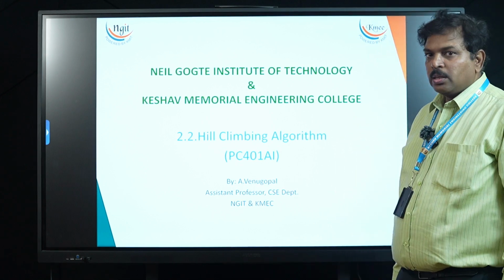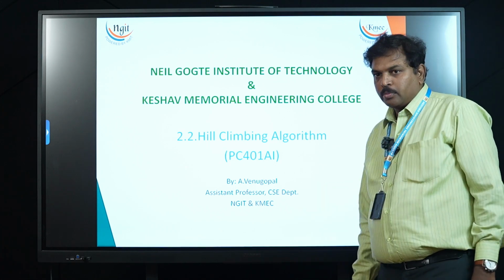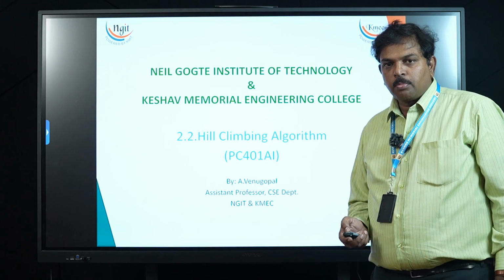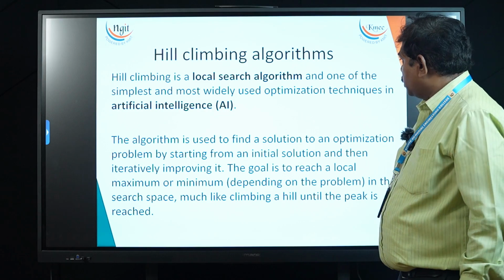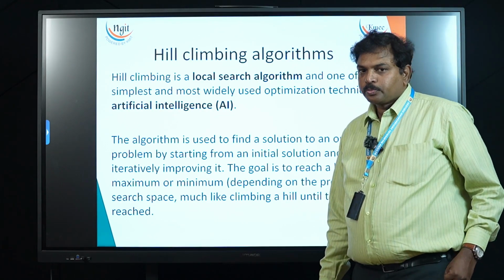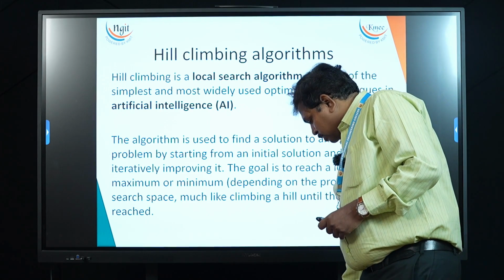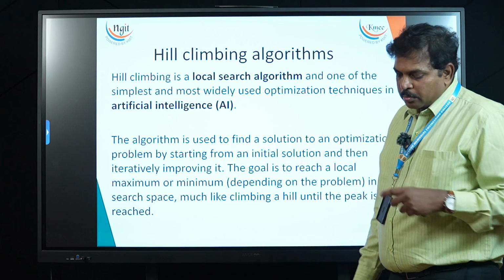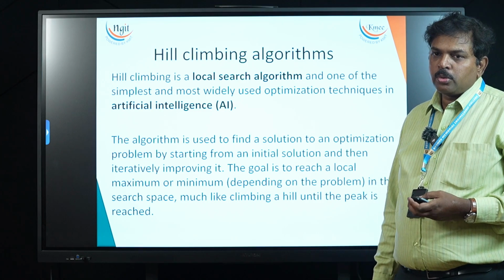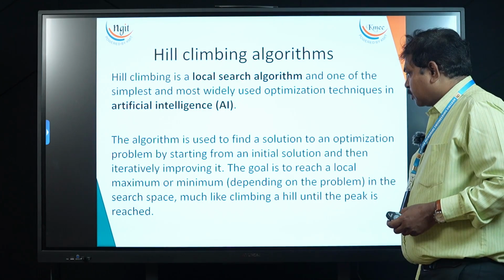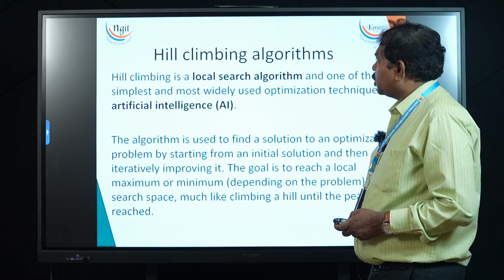Hello all. In this session, we discuss a concept called the hill climbing algorithm. Hill climbing is a popular local search algorithm, most widely used in optimizing AI problems. This algorithm solves the problem by taking an initial position and continuously improving that position until we reach the goal. Now, this is analogous to human climbing.